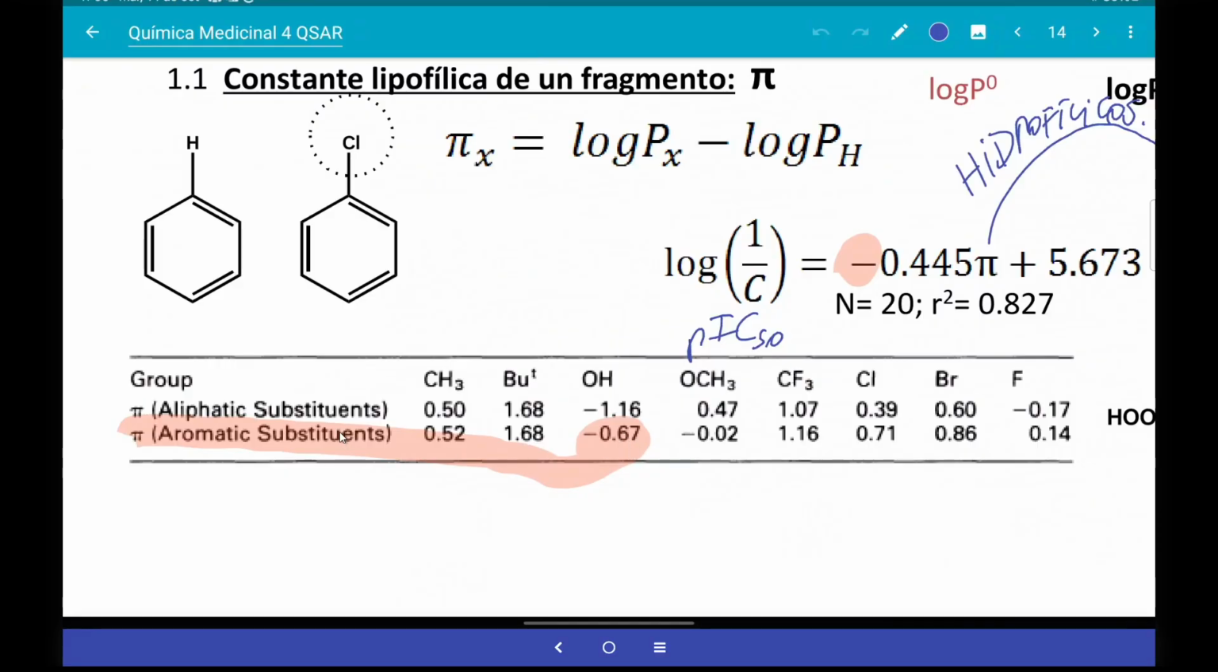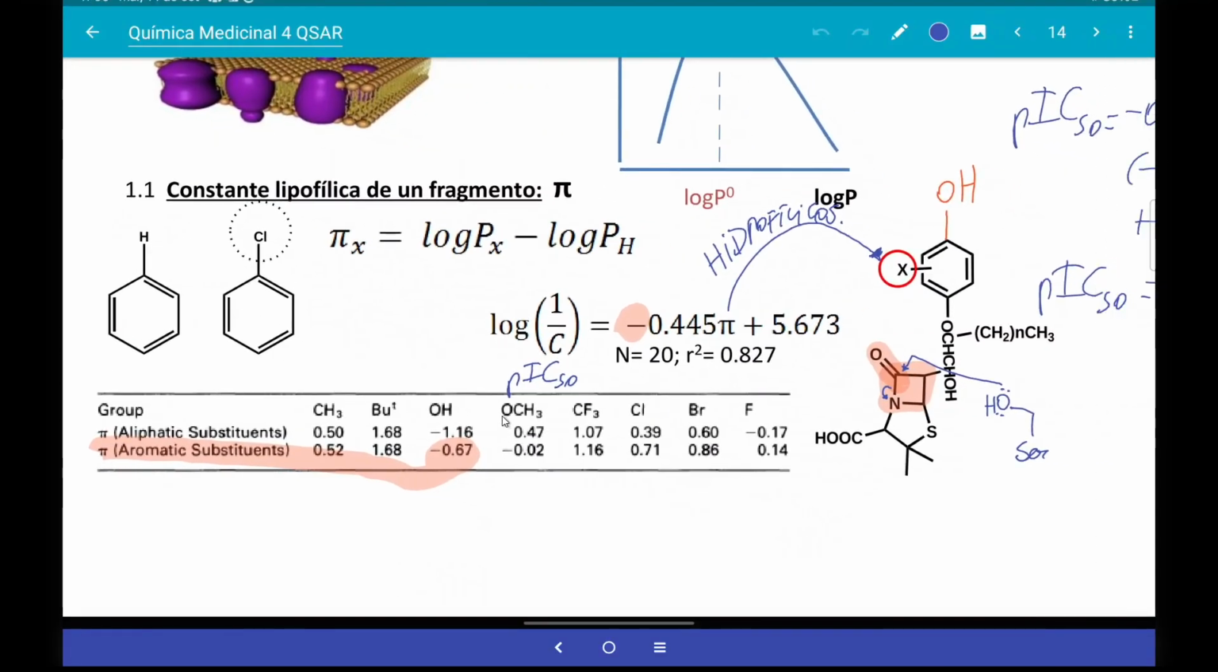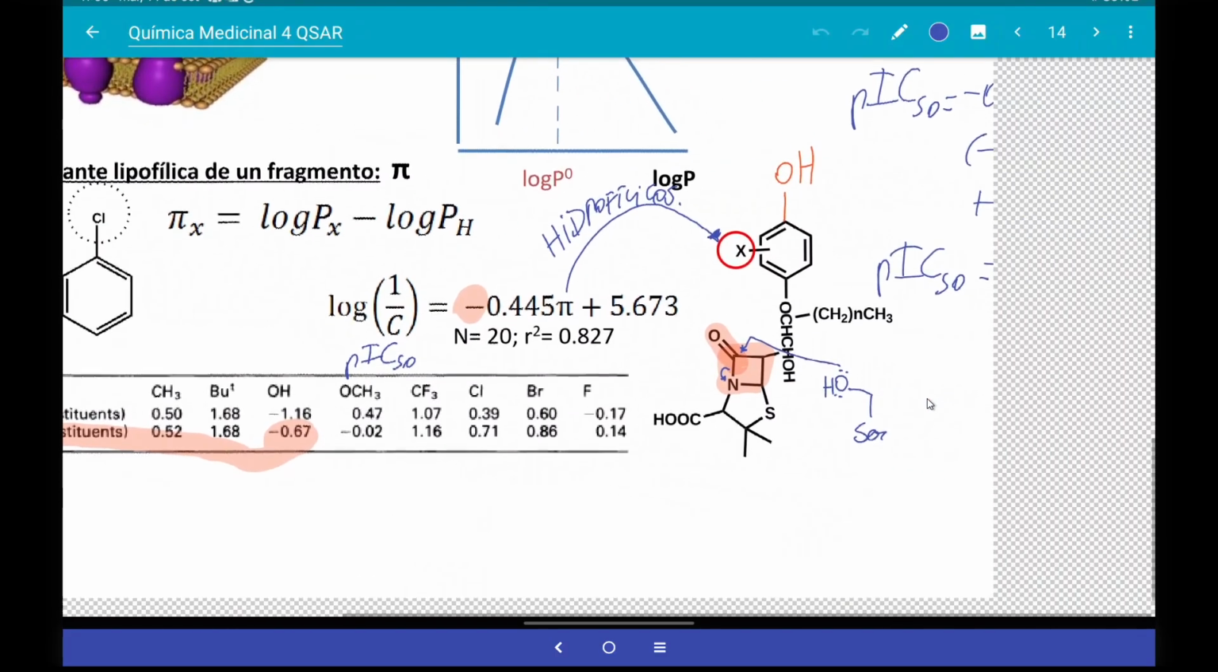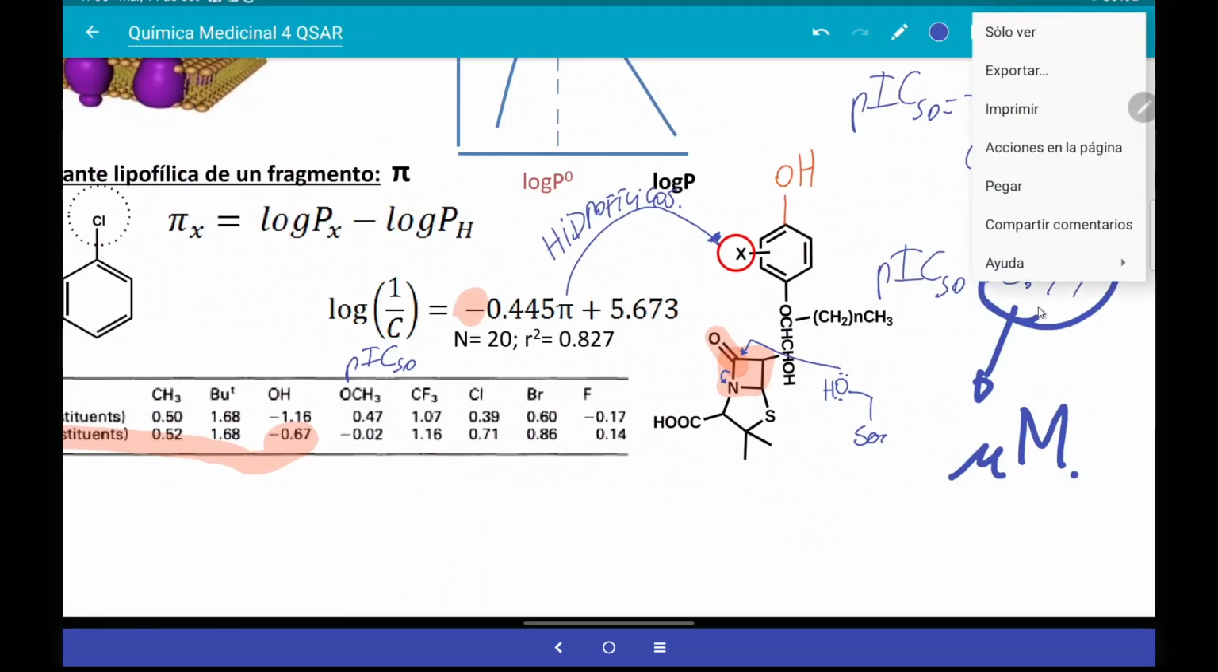In this case, we selected the aromatic one, because the hydroxyl is connected to an aromatic ring. And with that, we calculate the predicted value of biological activity. And it gave us an order of 6, that is, the micromolar order.